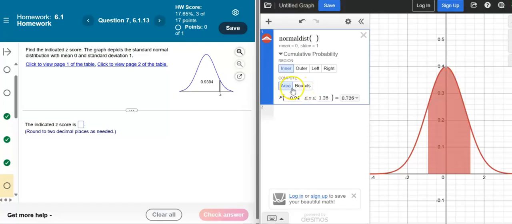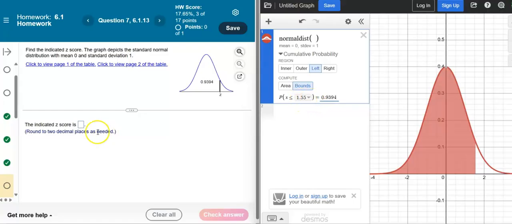So instead of finding an area, we're given the area, now we're trying to find bounds. So we're going to select bounds. This area that's given to me is to the left of the number, so this is a left bounds problem. All right, now we just type the number in right here. This is the area, so 0.9394. There's the bounds.